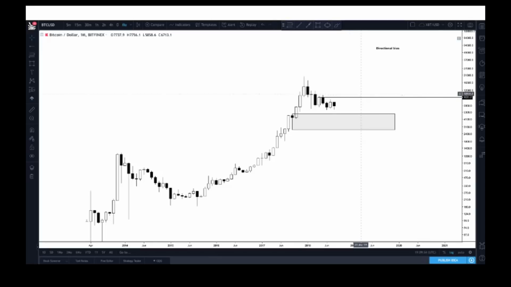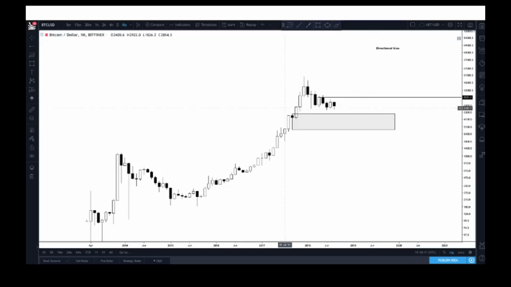It's very easy to see that we've had just a series of lower highs and lower lows this entire market, and we're currently, from a monthly perspective, hovering in this no man's land. We're in between some extremely tough resistance and not much support in this area. Well, on lower time frames, it's a ton of support.